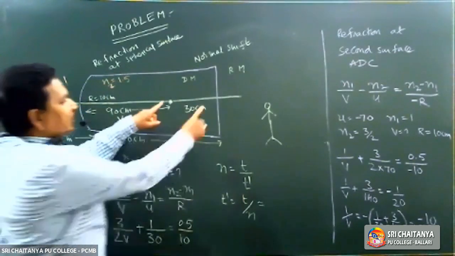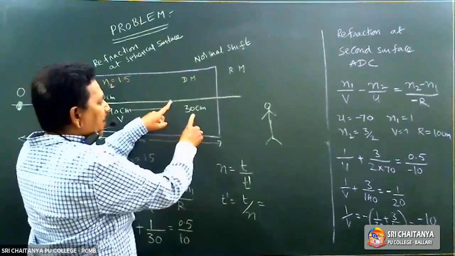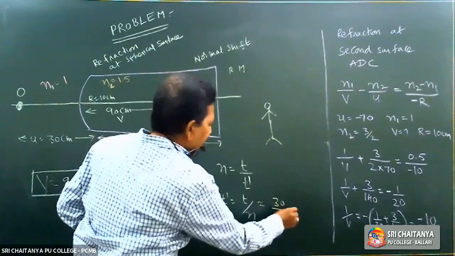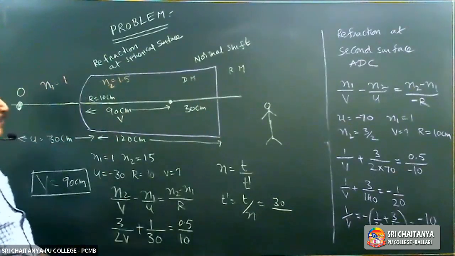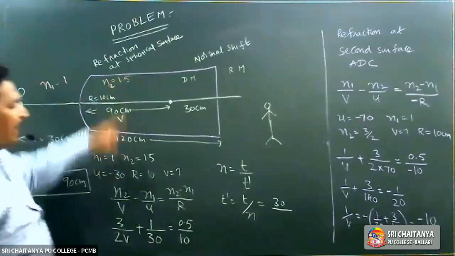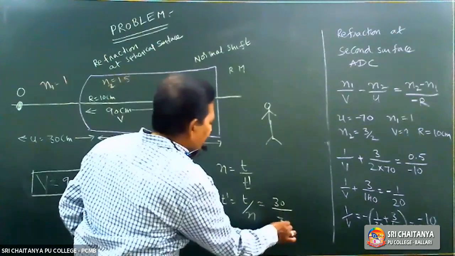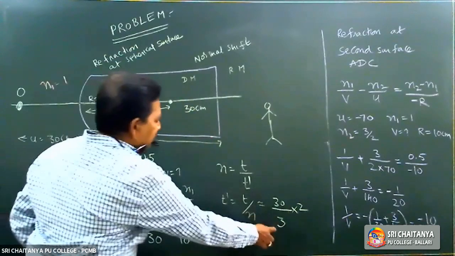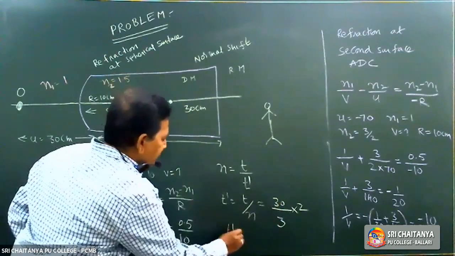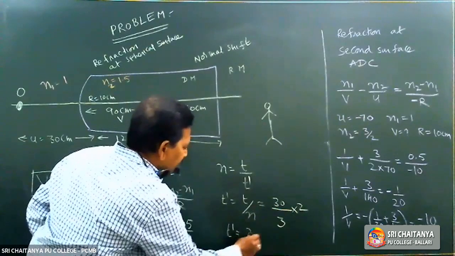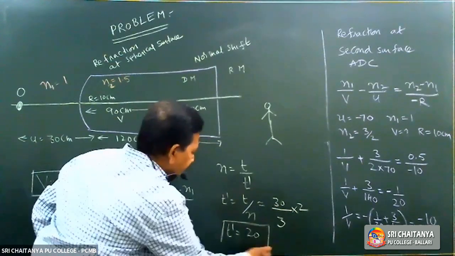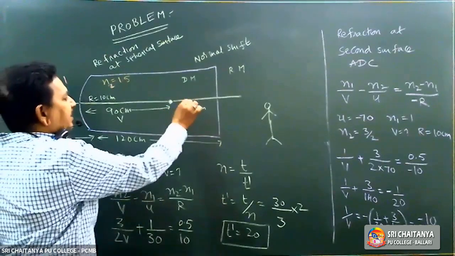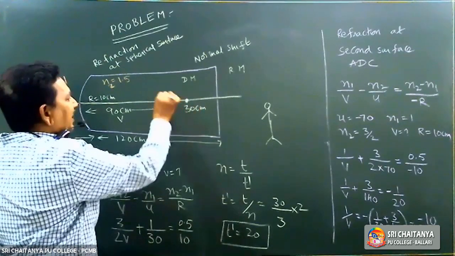What is the T value now? This is the T value. How much? 30 divided by the N value. Refractive index of the denser medium is 1.5, that is 3 by 2. So 3 ones, 3 tens. So T dash is equal to 10 into 2. That is 20. Now it appears to be 10 centimeters shifted.